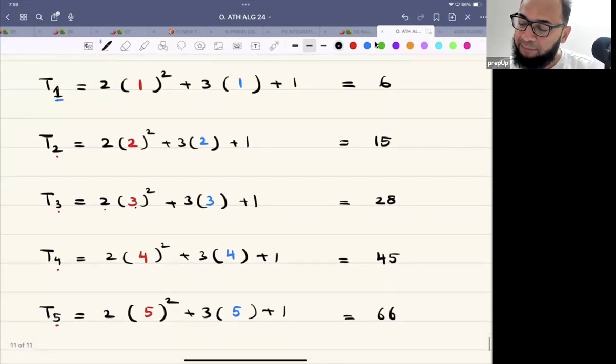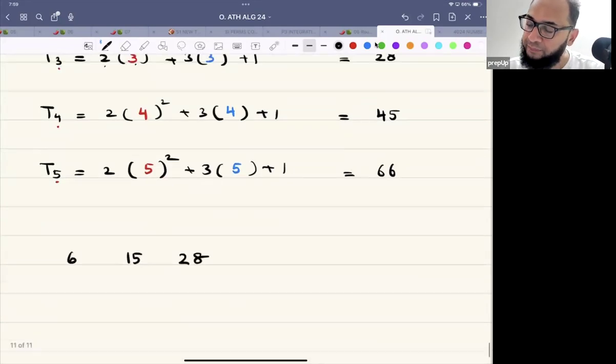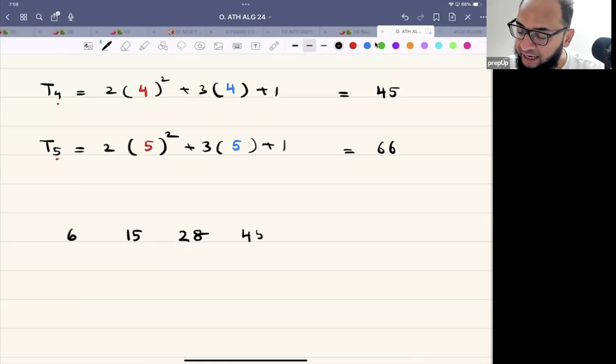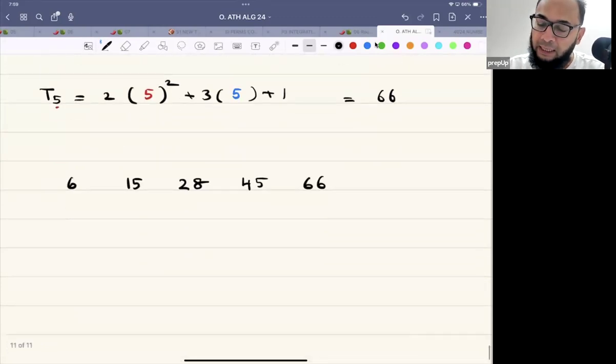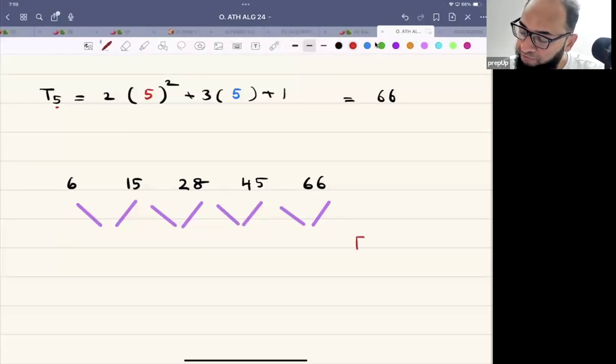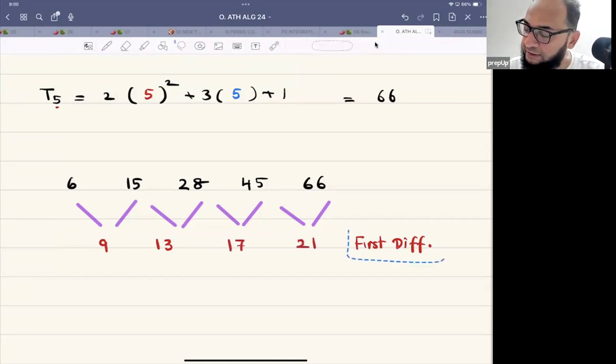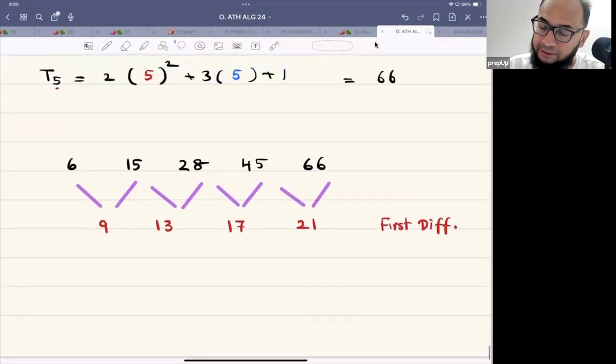So now we have these numbers 6, 15, 28, and then we have 45, and then we have 66. Now let's focus on the first difference between these. 6 and 15, that is 9, 15 and 28, that is 13, 28 and 45, that's 17, 45 and 66, that is 21. That is the first difference, which of course is not constant.